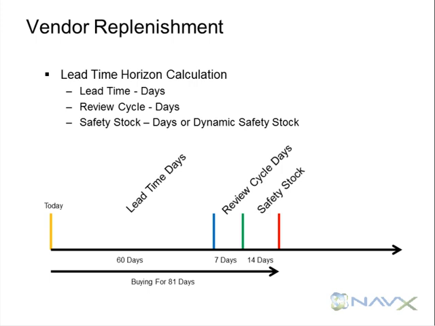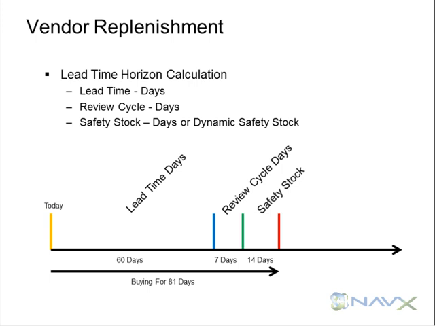And safety stock can be calculated dynamically by the system, or you can actually set that safety stock. So basically in my case here, I have a 60-day lead time, a 7-day review cycle, and a 14-day safety stock. That's 81 days. So I need to have enough inventory on hand or on order that will be delivered before that date that will keep me with enough inventory.